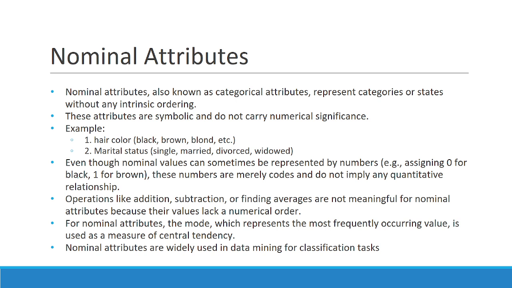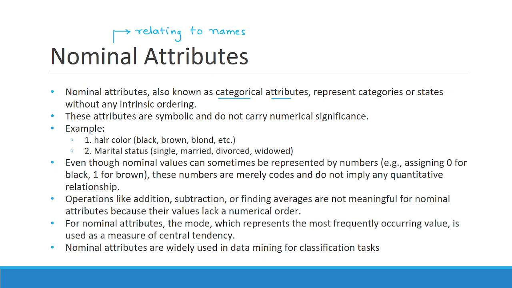What are these nominal attributes? Nominal means relating to names. Nominal attributes are also known as categorical attributes, which represent categories or states without any intrinsic ordering. The values for a nominal attribute are symbols or names of things. These values will not have any meaningful order.